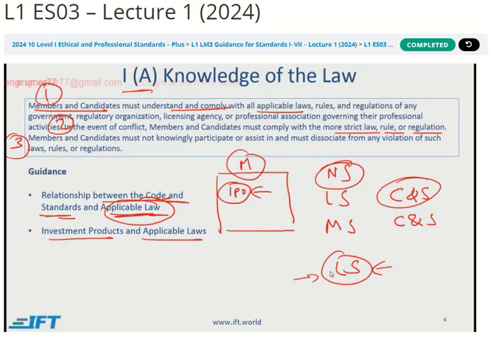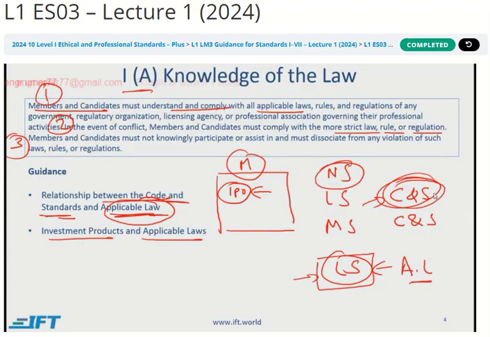So in this case, the applicable law for you, given that you are selling services in LS, is LS, but what should you follow? You need to follow the higher standard or the most strict standard, which is what you get through the code and standards. Because when the code and standards is more strict than the applicable law, then you need to follow the CFA Institute code and standards.